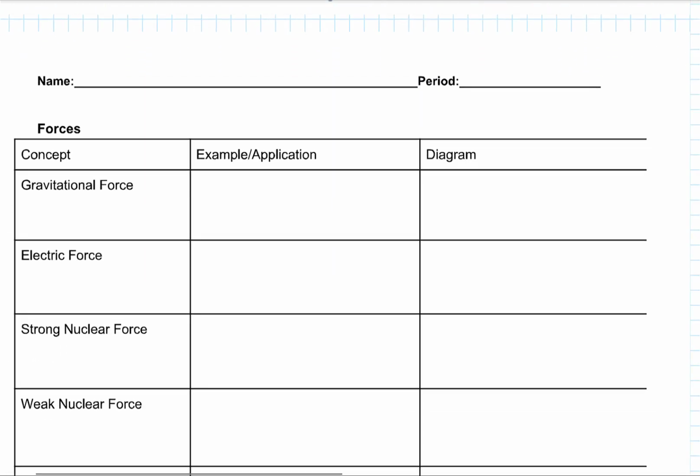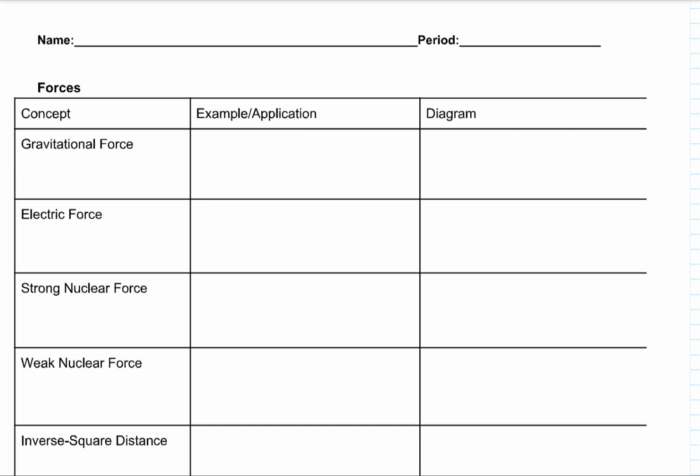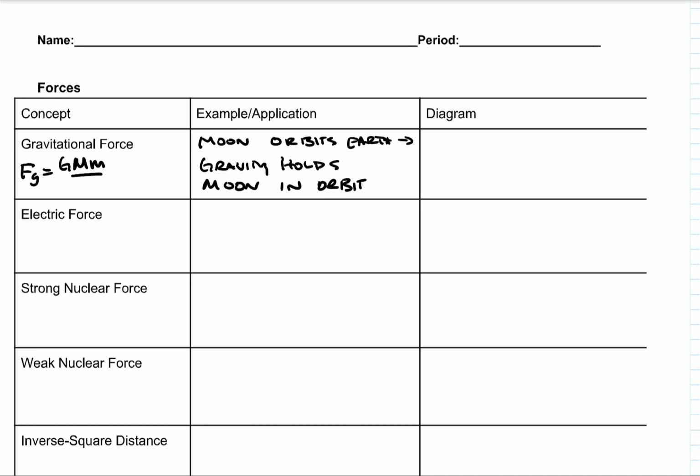All right, more forces. So for gravitational force, one example of seeing that is the moon orbiting the Earth. Gravity holds the moon in orbit. Gravitational force Fg is GMm over r squared. And so for our diagram, we have the Earth and we have the moon going around.